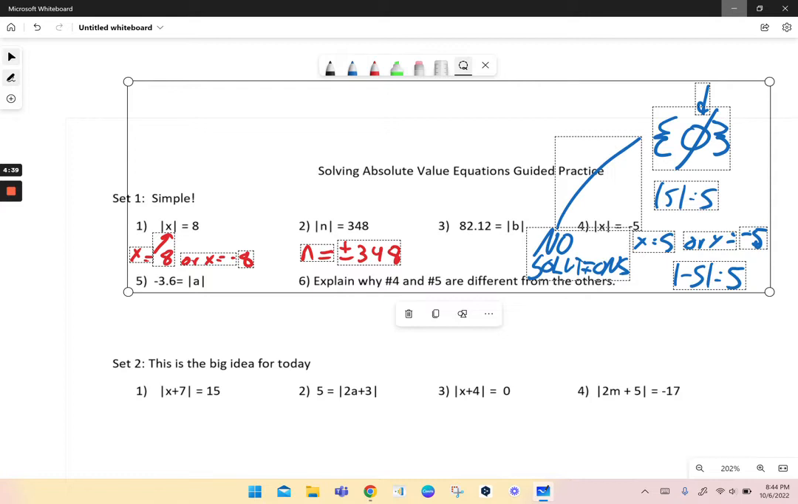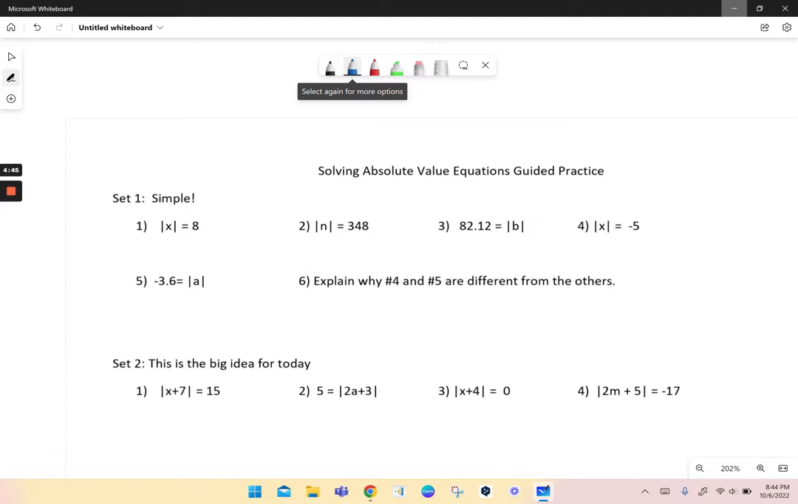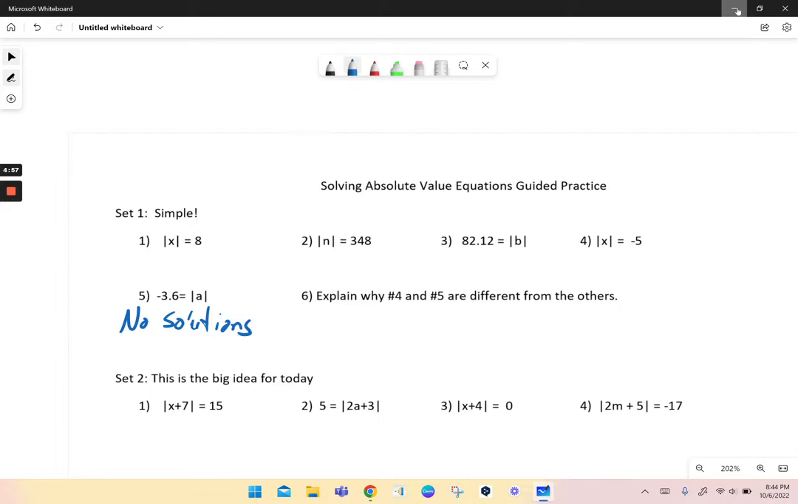This next guy, absolute value of a is equal to negative 3.6. And again, there are no solutions because no matter what a is, when you do the absolute value, it will come out positive. How could it ever come out to be negative 3.6? So when the absolute value is equal to a negative number, that will always be no solutions.